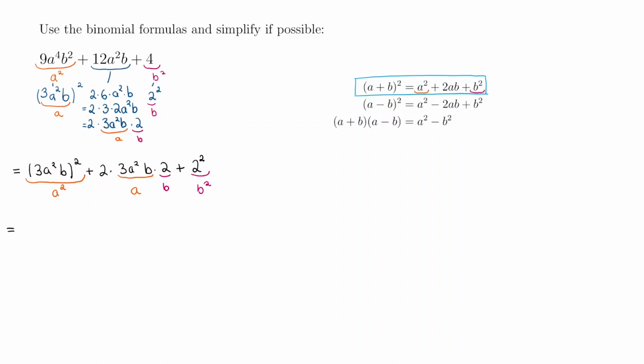And now we can put it into this way. So that would then be a plus b. So a is 3a squared b plus pink b is 2, plus 2 and everything squared. And this is the final result. So our original expression is the same as 3a squared b plus 2 and everything squared.